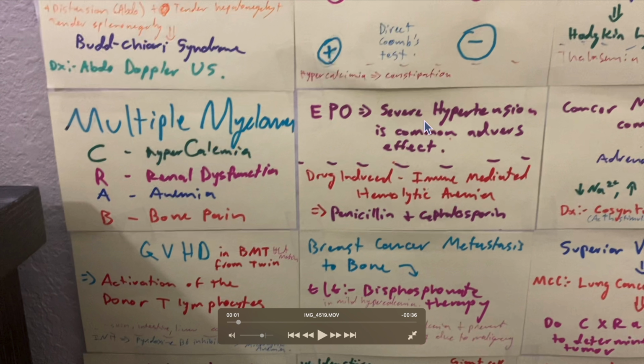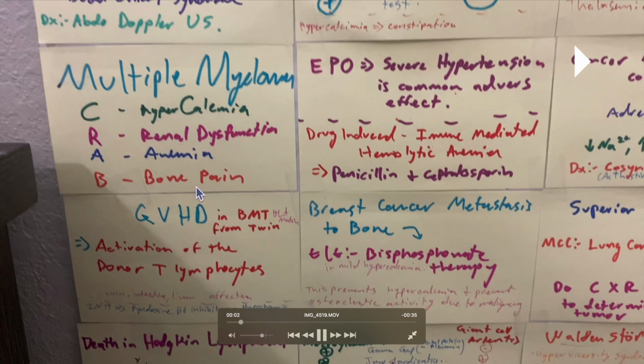EPO causes severe hypertension. It is a common adverse effect. Drug-induced immune-mediated hemolytic anemia is due to penicillin and cephalosporin. Okay, that will cause drug-induced immune-mediated hemolytic anemia.